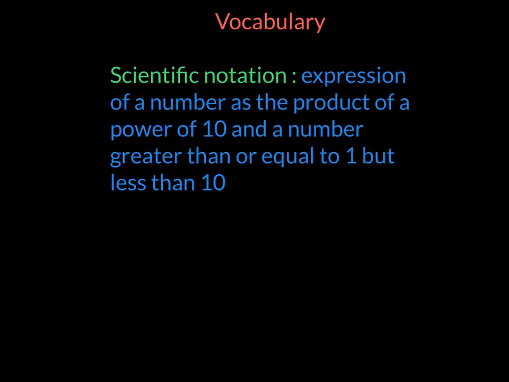Here is today's vocabulary word, scientific notation. That's an expression of a number as the product of a power of 10 and a number greater than or equal to 1 but less than 10. Remember to pause this so you can copy down the definition as you need to, and then you can finish playing the video when you're finished copying this down.